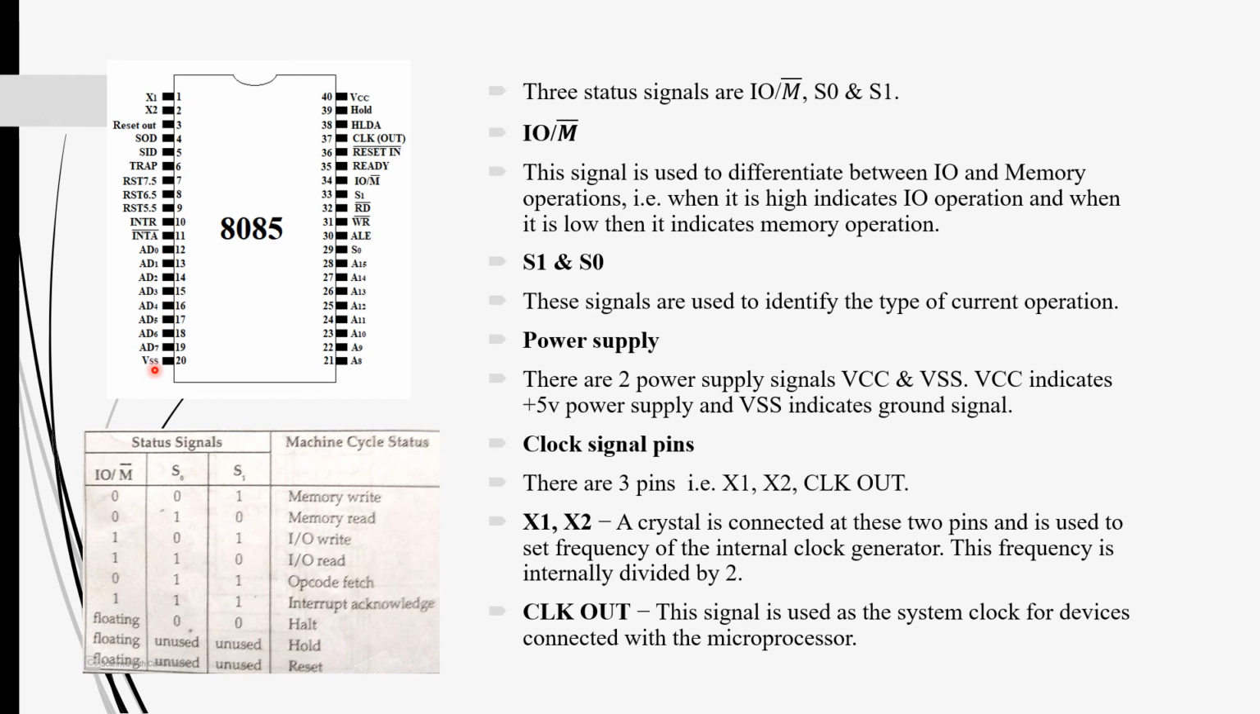Now we will see clock signal pins. There are 3 pins, X1, X2 and clock out. This is clock out. At X1 and X2, a crystal is connected at these 2 pins and is used to set the frequency of the internal clock generator. This frequency is internally divided by 2. And the clock out pin signal is used as the system clock for devices connected with the microprocessor.